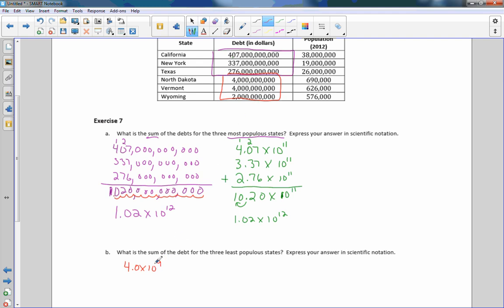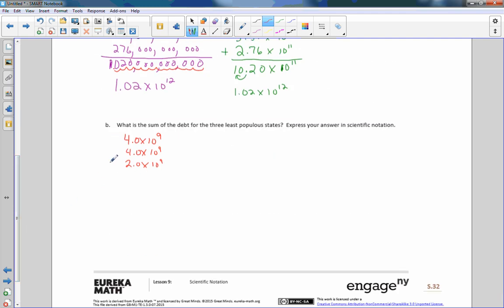And they're all the same digits, so I'm just going to rewrite that. 4.0 times 10 to the 9. And then the last one is 2.0 times 10 to the 9th. Now that I have those values, I'll work with these. When I add, 10 to the 9th does not change when we're adding. And the 0 plus 0 plus 0 is 0. 4 plus 4 is 8, plus 2 is 10.